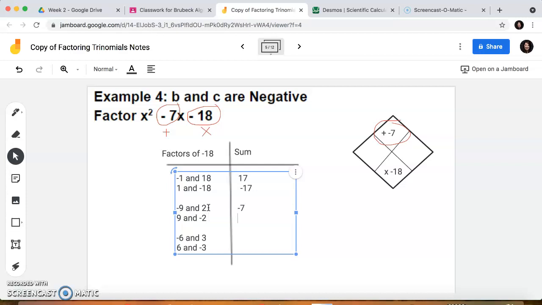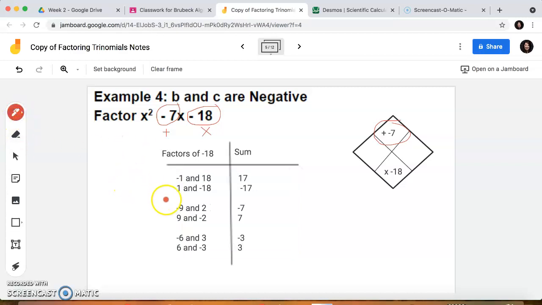9 plus negative 2 is a positive 7. And then negative 6 plus 3, that adds to be a negative 3. And 6 plus negative 3 adds to be a positive 3. So our winner is negative 9 and 2 because it adds to be a negative 7. Negative 9 and a positive 2.